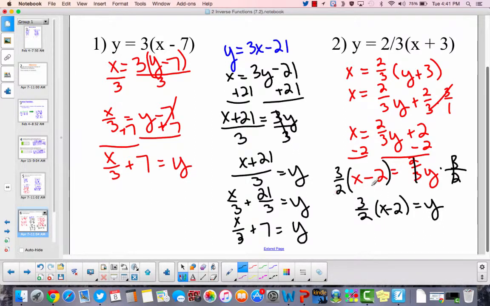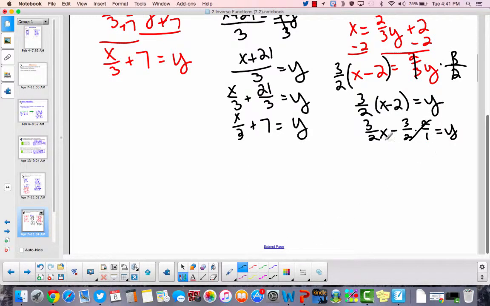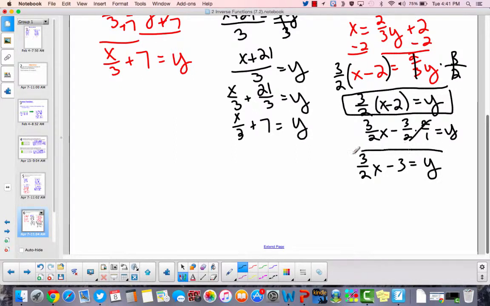We can also distribute the 3/2 through if we want, or we can leave it like this. If we distribute the 3/2 through, we have 3/2 x minus 3/2 times 2. Remember, that's 2 over 1. So my 2's cancel. And so I get 3/2 x minus 3 equals y. I would accept either this answer or this answer. They are the same thing, one just distributed through. It's really up to you how you choose to do that.